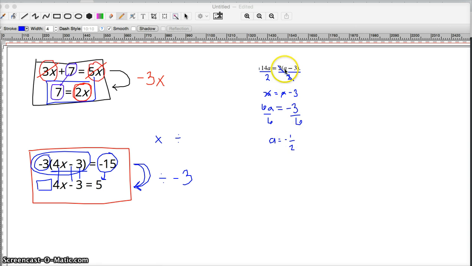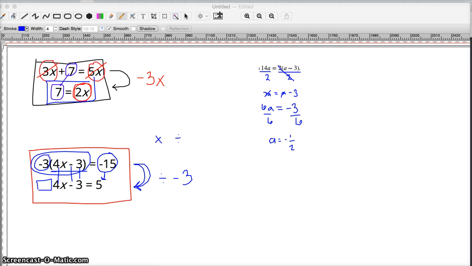So we just went through one process of solving this equation. We divided by 2 to both sides. We got 7a equals a minus 3. And then we went through the process of simplifying. We subtracted an a from both sides, and we got a equals negative 1/2 as our solution.